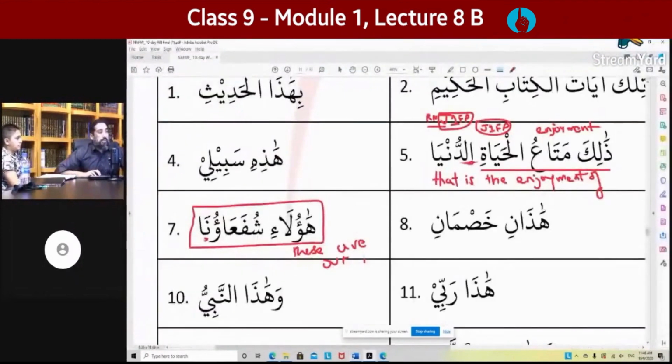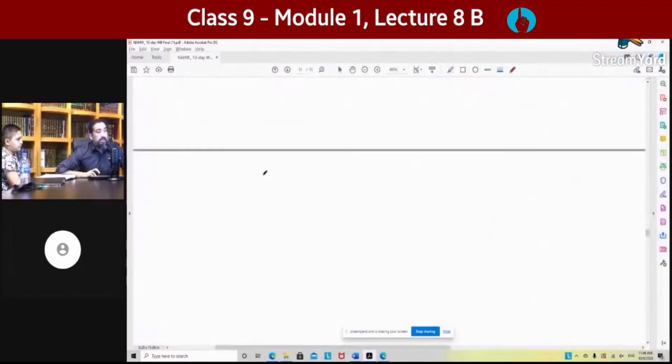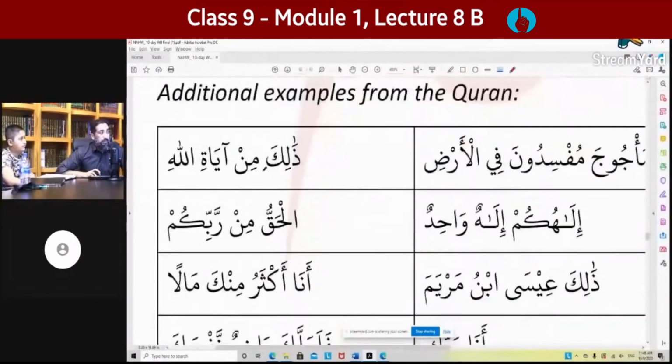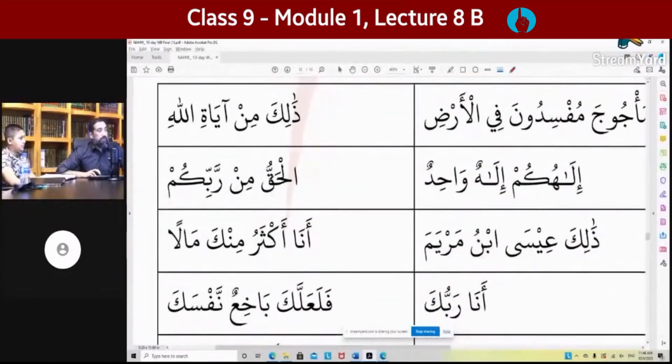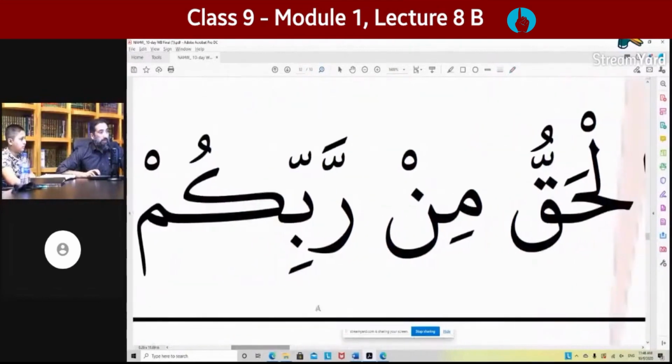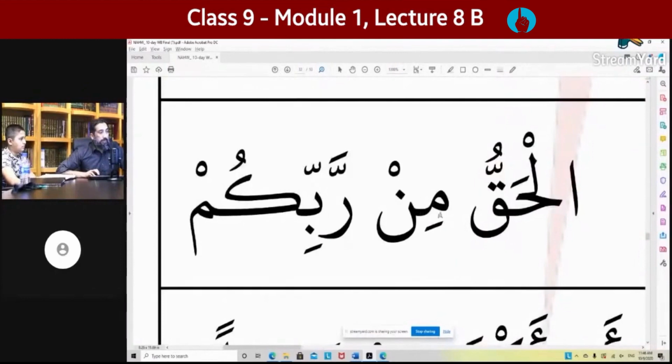Okay? Let's try some tough examples. This is a concept I just want to introduce you to. We're not going to dwell too much on it. But let's do al-haqqu min rabbikum. Let me zoom in on this. Al-haqqu min rabbikum. Is it connected to the min? Does min connect backwards or forwards? Backwards. Right? So is this a harf of jar and its victim or no?